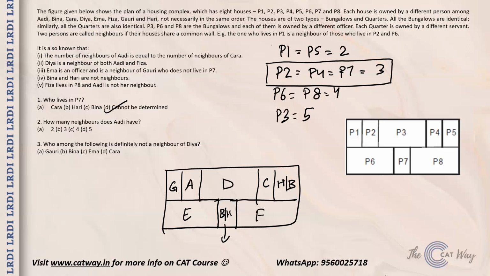Then, how many neighbors does Adi have? Adi lives in P2 and P2 has 3 neighbors, so option B. Then, who among the following is definitely not a neighbor of Diya? It could be B, it could be H, it could be C, A, E and F. The only person who is definitely not a neighbor of Diya is G, that is Gauri, option A.